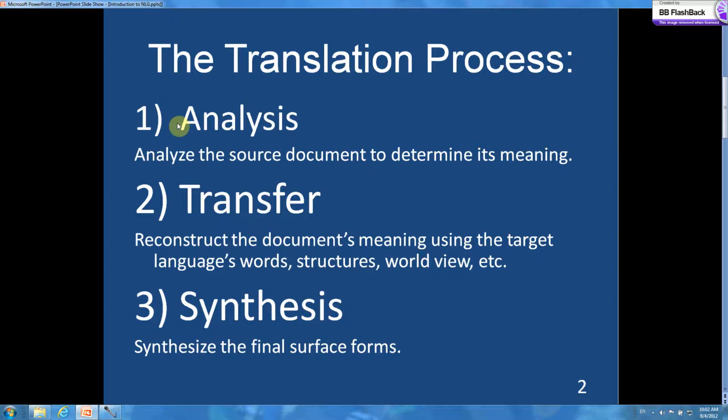The translation process is generally broken down into three fundamental steps: analysis, transfer, and synthesis. In the first step, analysis, we analyze the source document to determine its meaning. In the second step, called transfer, we reconstruct that meaning using the target language's words, structures, their worldview, etc. And then in the final step, called synthesis, we synthesize the final surface forms.